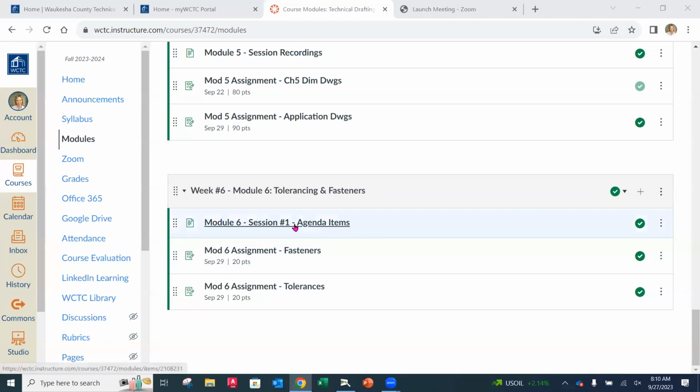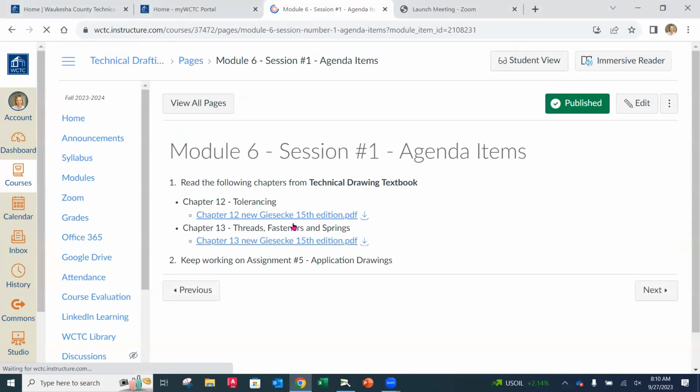So in module 6, as we look at session number 1 here, because last time we were together, we were finishing up working on the tail end of module number 5. Now we're on module number 6. And here we're going to be back in our book, the tech drawing book, looking specifically at chapters 12 and 13. Okay. Chapters 12 and 13.